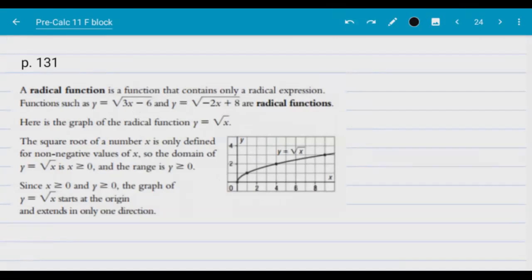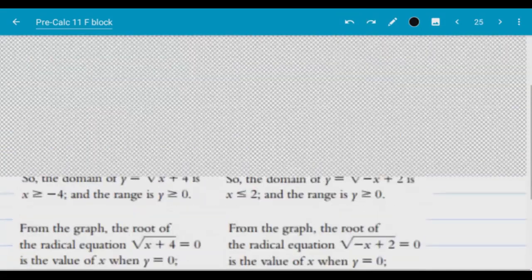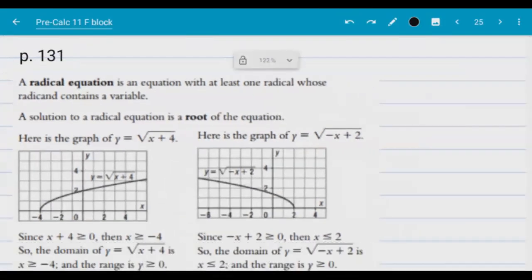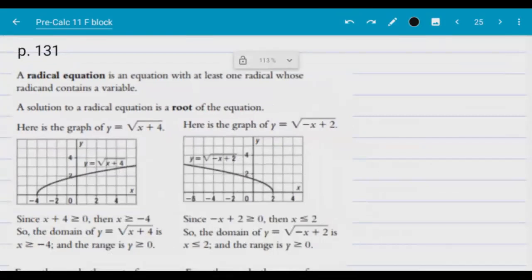So a different function can be sort of higher or sort of lower or going the other way or flipped over, all of which are really the same thing, okay, except that it goes the other way. A radical equation is an equation with at least one radical whose radicand contains a variable. The radical equation would be when it is made equal to something, and then you will have to solve for the value of the variable.